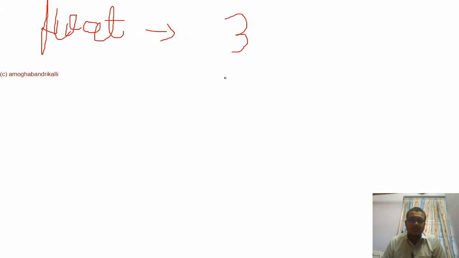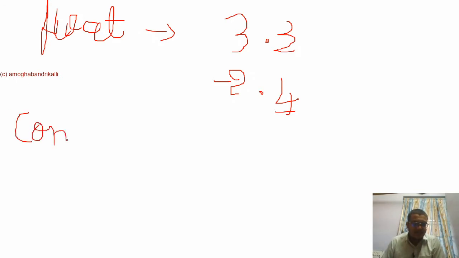Let us see the second one, that is float. Float is the same as the integer data type, but it stores positive and negative numbers with decimal points, and the memory is also more than the integer. The only difference for float is that it stores decimal values. The next one is complex.